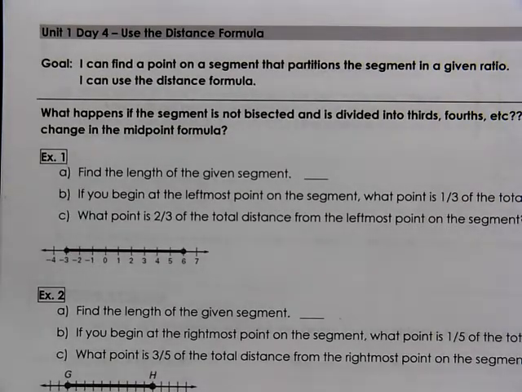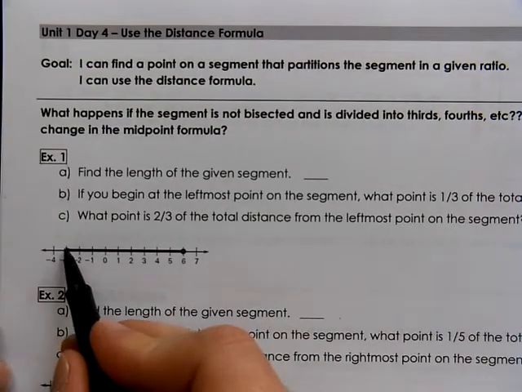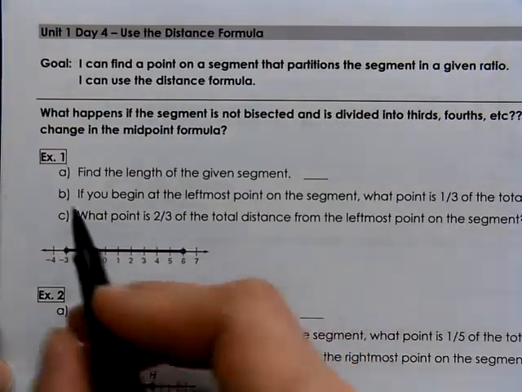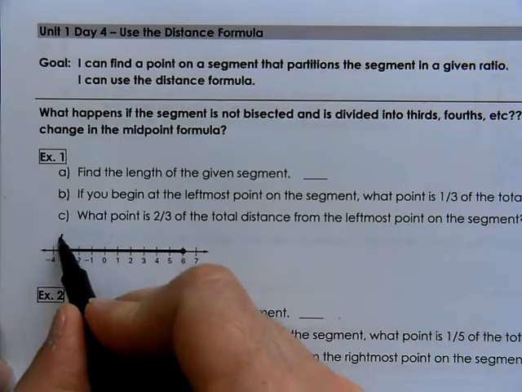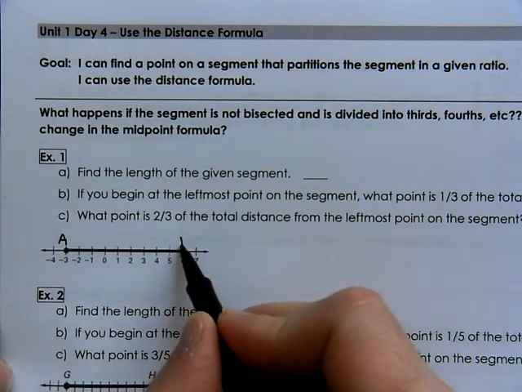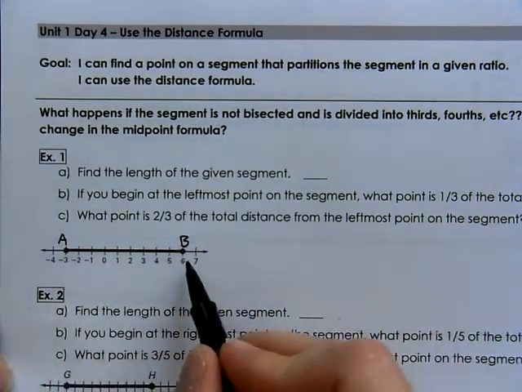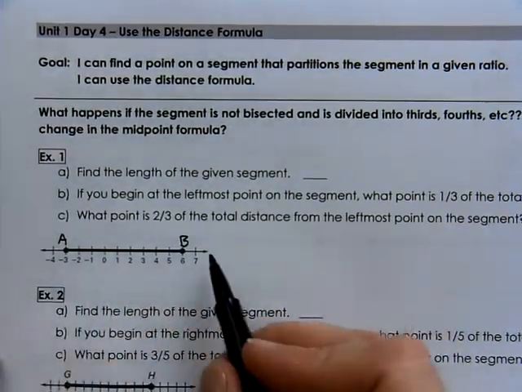Here's our segment. Typically, the segment must have capital letters on the endpoints, and for whatever reason it's not labeled. So let's go ahead and put a capital A and a capital B on there. So we're calling this segment AB. What is the length of segment AB?